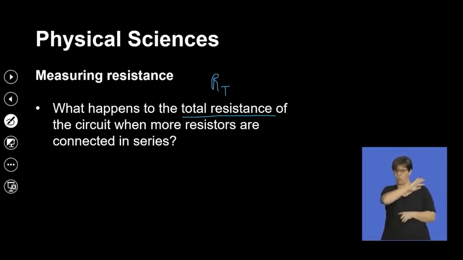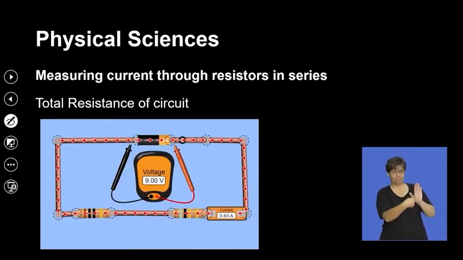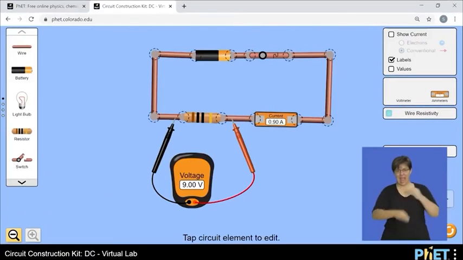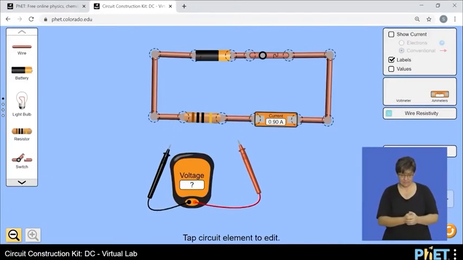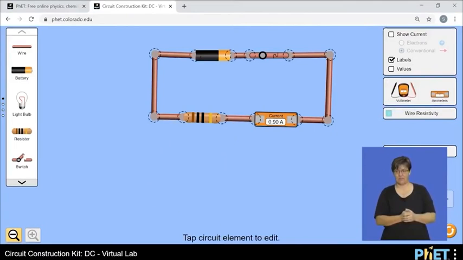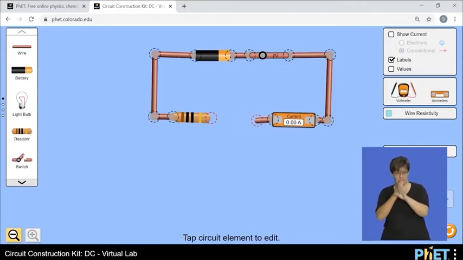Now here's a scenario. Instead of having just one resistor, we'll add another resistor. Whether it's identical or not doesn't matter. Now let's go to the simulation and explore that as well. So that's our circuit. Let's add another resistor to this circuit and see exactly what happens when we add more resistors in series.